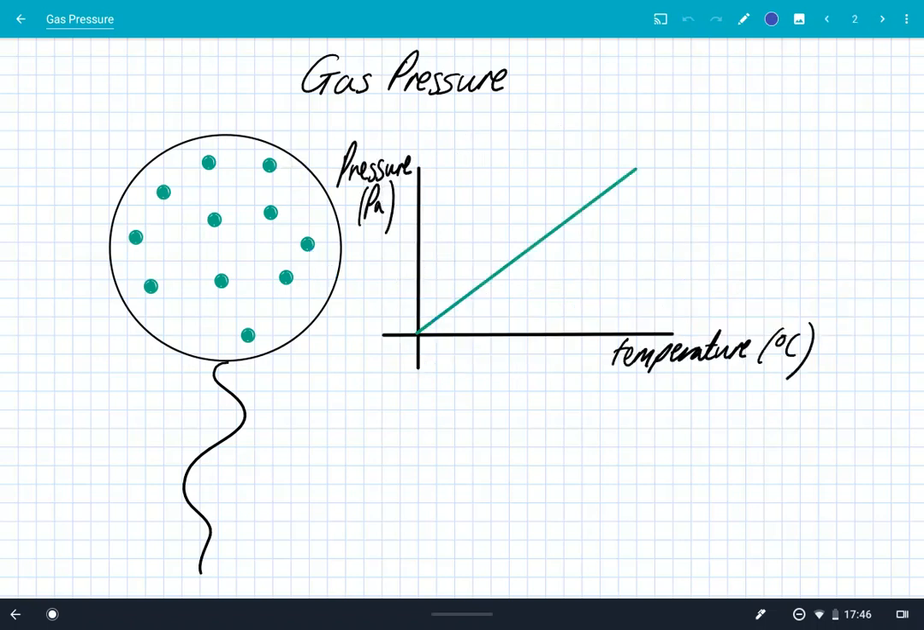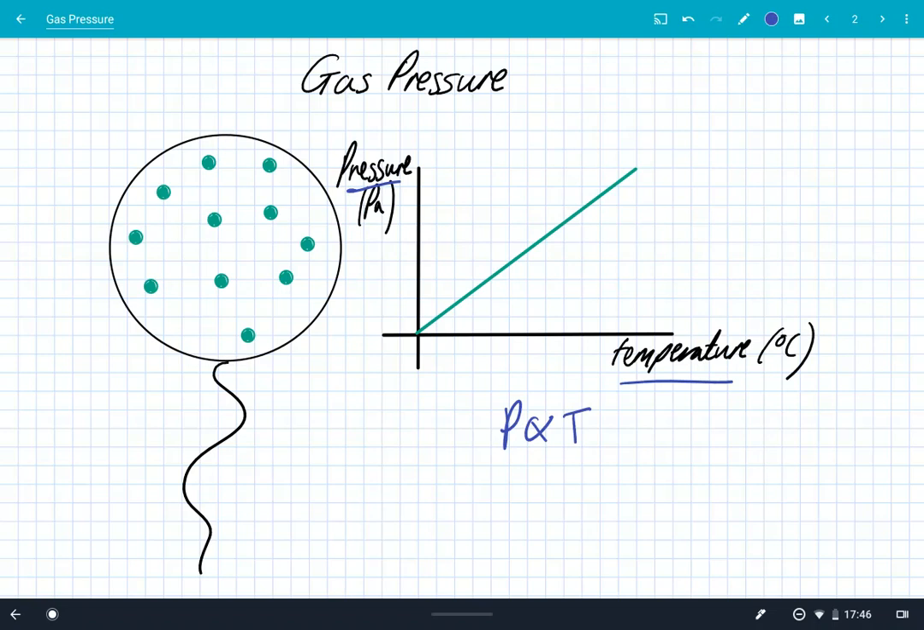There's a couple of factors that affect it. The one you must know about the most is temperature. So you can see in this graph, we've got a graph of pressure versus temperature. And you can see that pressure is directly proportional to temperature. As the temperature increases, the pressure increases.